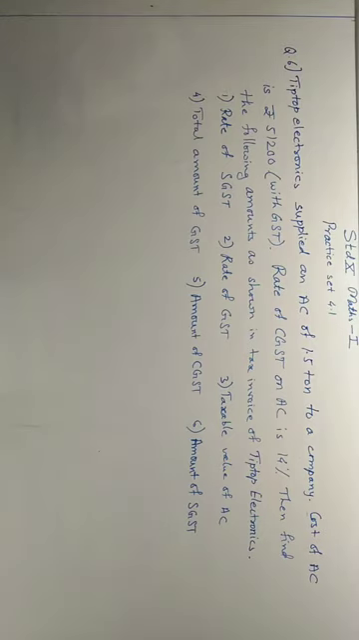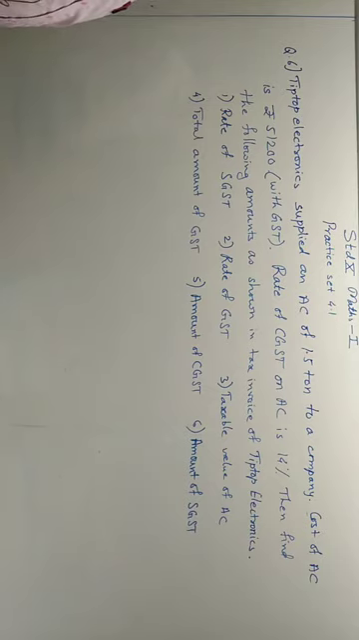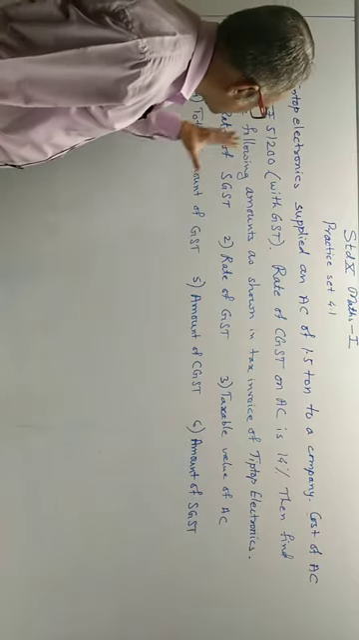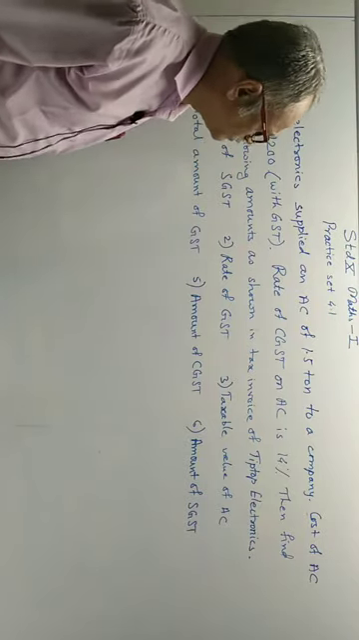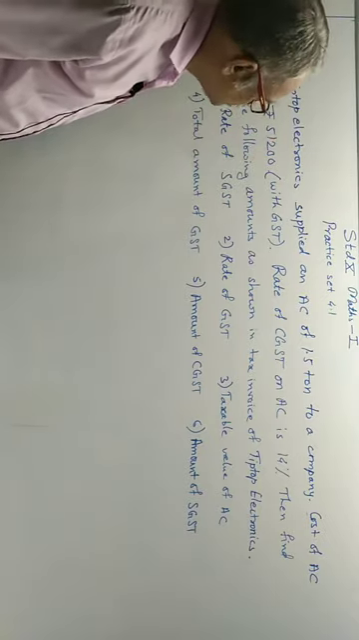Now question number 6. One of the lengthy question, simple question, important question. Tip-Top Electronics supplied an AC of 1.5 ton to a company. Cost of AC supplied is rupees 51,200, and that 51,200 is along with GST, means GST included. Taxable value is different, less than that. Along with GST, total 51,200 they took from the company.